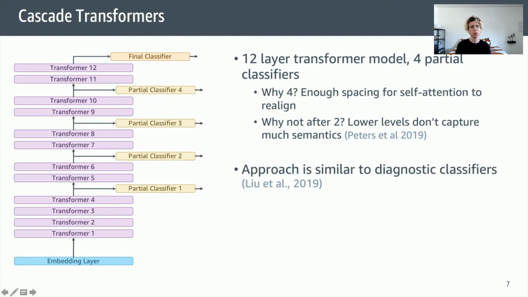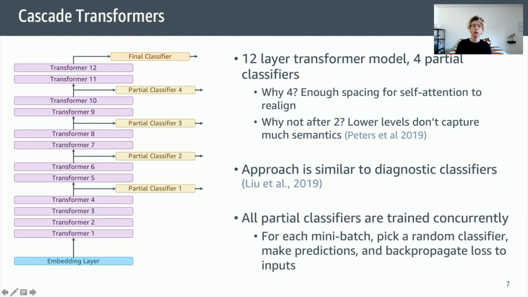You might notice that this approach is similar to diagnostic classifiers, but the function of our partial classifiers is very different. We're not interested in assessing the performance of the model and trying to understand how the model makes a decision, but instead we use these partial classifiers to increase throughput. To train these partial classifiers is very easy. We train all of them concurrently. For each mini batch in our training set, we pick one of these partial classifiers at random, use it to make prediction, calculate the loss, and backpropagate said loss to the input layer.